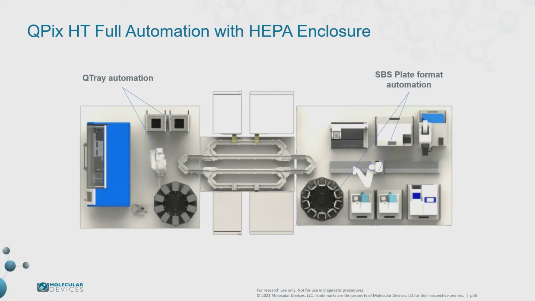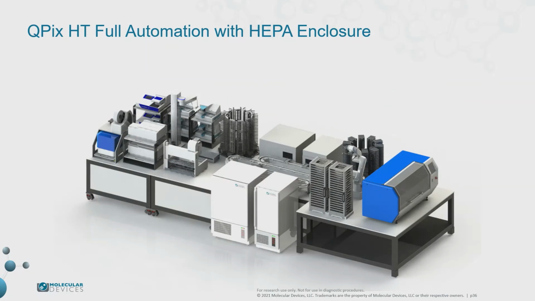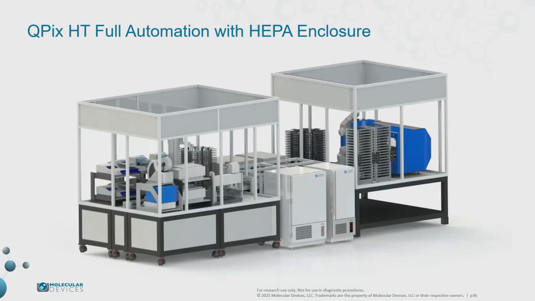One robotic arm has the ability to automate large Q trays, and that's located on the left, as source plates in the QPix. Now this will improve throughput and efficiency of colony picking because these large Q trays can be segmented up to 48 segments on one tray. The other robotic arm is only equipped to automate SBS format microplates. So here is a 3D view of that work cell, also with the HEPA enclosure in place.